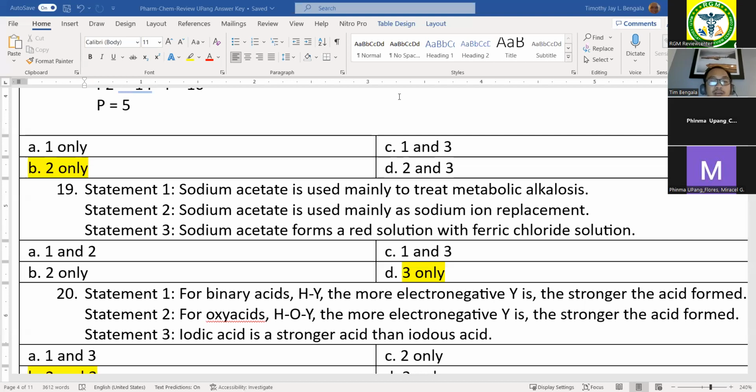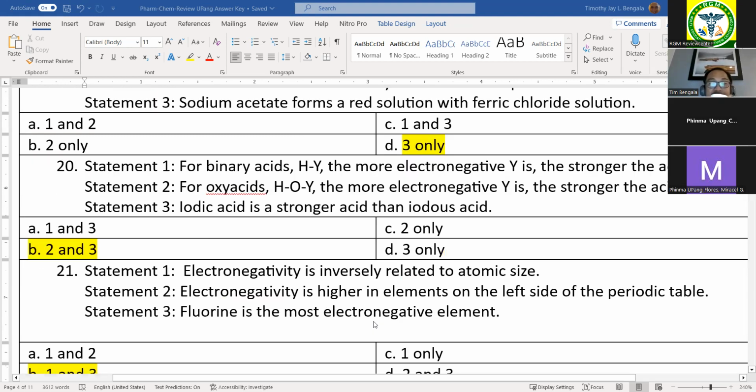Which differentiates it from the ferric thiocyanate complex. So statement 1 is incorrect. Statement 2 is incorrect, and only statement 3 is correct. So 19, letter D. Next. Ito naman, review ulit ng acids, acidity.